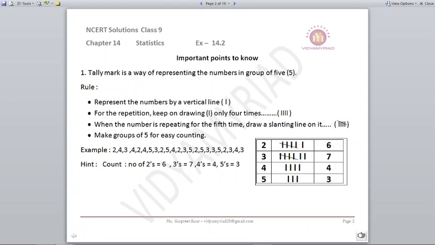So ultimately, if any variable is repeating more than 5 times, in that case we will draw a slanting line to represent the group of 5 and to count it easily.